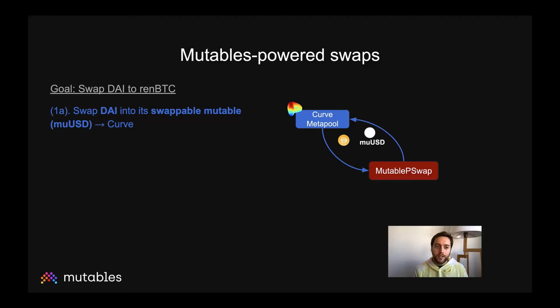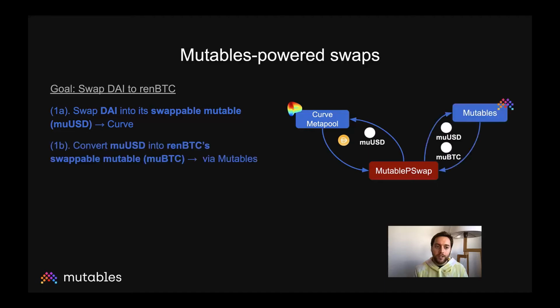A swappable mutable is basically the mutable asset that you can swap another asset for. So in the case of DAI, MUUSD is our swappable mutable. In the case of USDC, the same, and USDT the same. So this is the first step of the first transaction. We do this via Curve. This is why we needed to deploy a Curve metapool.